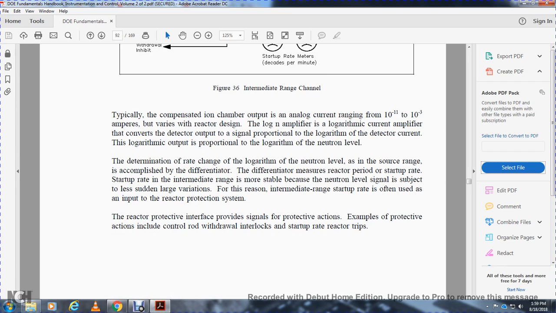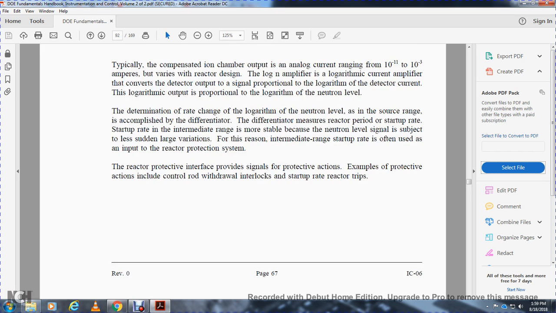Determination of the rate of change of the logarithmic neutron level in the source range is done by the differentiator, which measures the reactor startup rate. The intermediate range is more stable with neutron level, and the signal is subject to less large variation. For this reason, the intermediate range startup rate is often used as input to the reactor protection system, the reactor protective interface that provides signals for protective action. Examples of protective actions include control rod withdrawal inhibits and startup reactor trips.